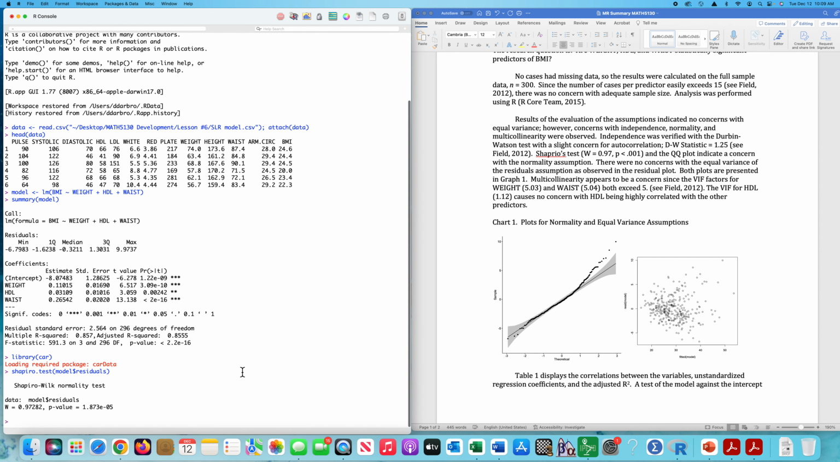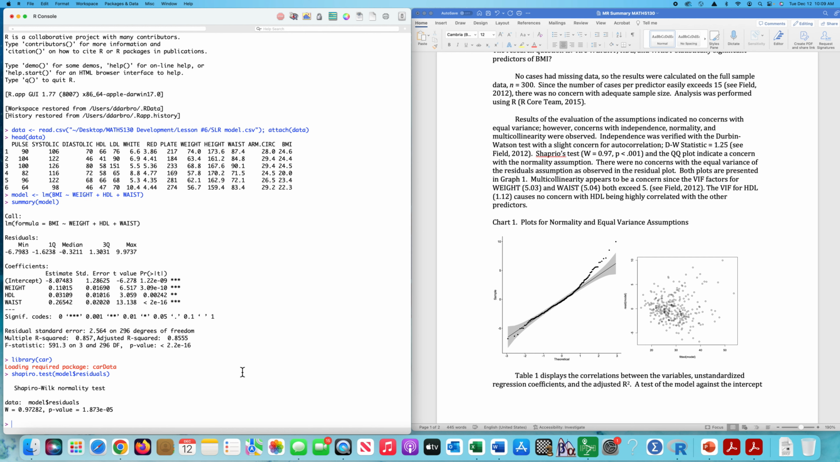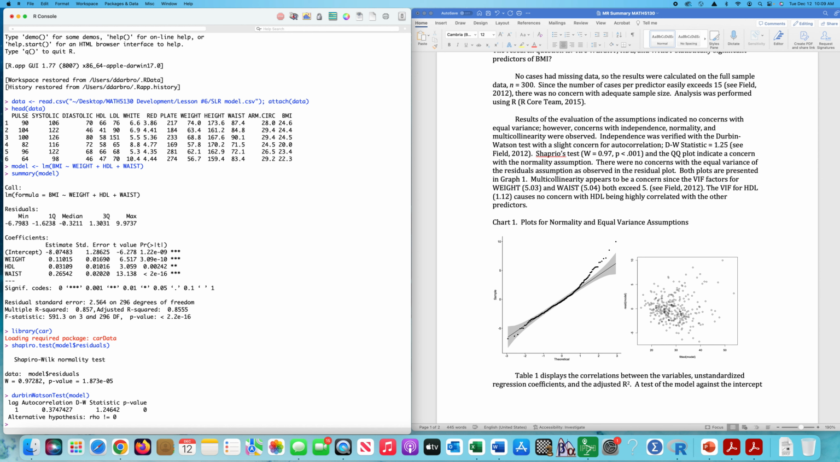Now let's get into the test of independence, the Durbin-Watson test, for the model, and you can see that we get a statistically significant test at the 0.001 level. Our Durbin-Watson statistic is extremely low. We have major issues with autocorrelation. I should say independence was verified with a major concern for autocorrelation.